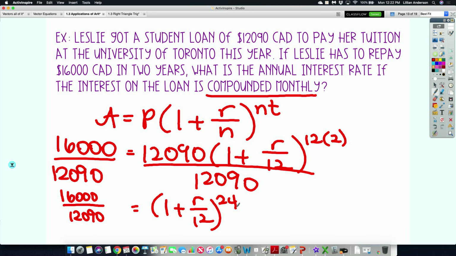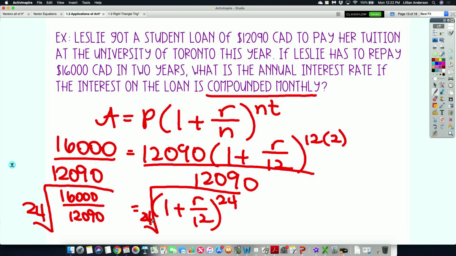What is it? I need a 24th root of this whole thing. If it was a 2 up there, I could just take the square root and be done. But now I'm taking the 24th root because it's a 24 in the exponent. How do you do that? I showed you guys. Who remembers?